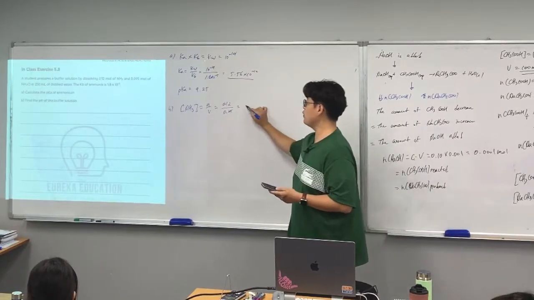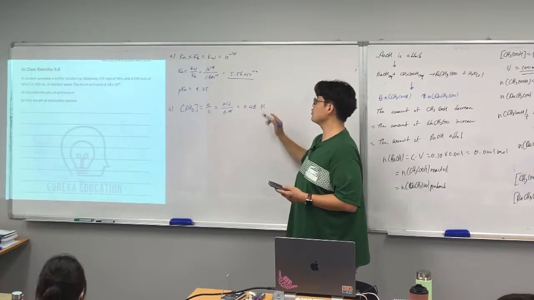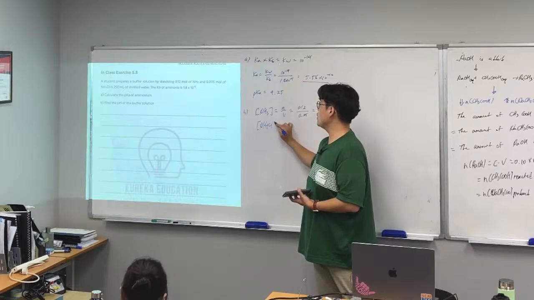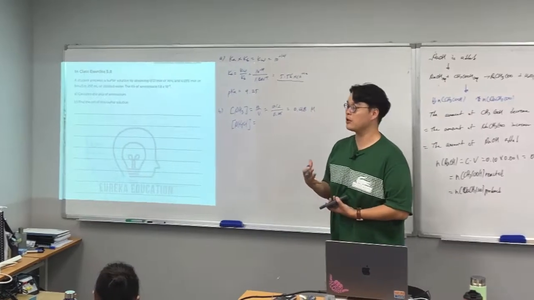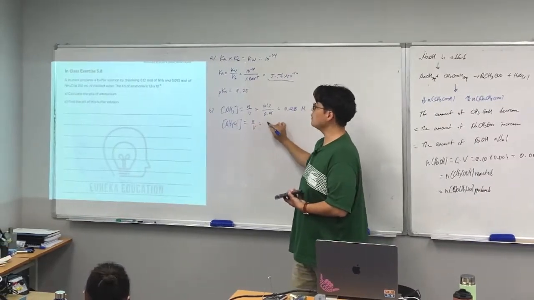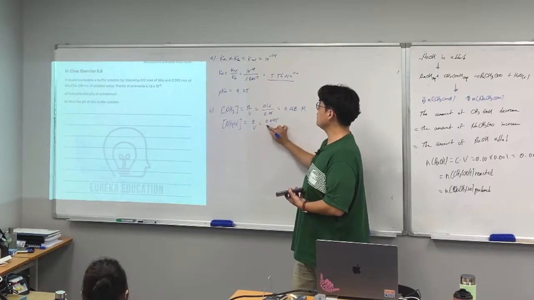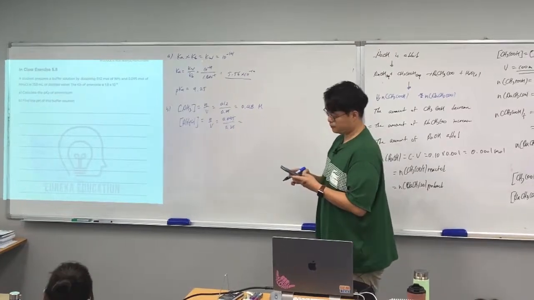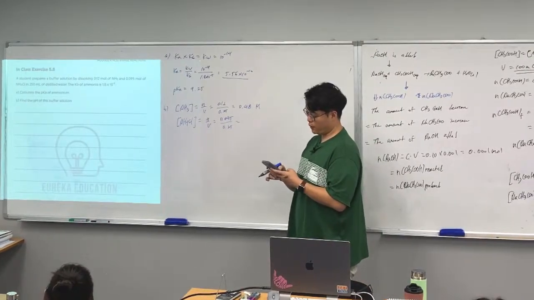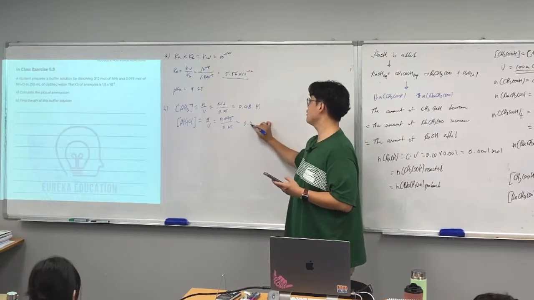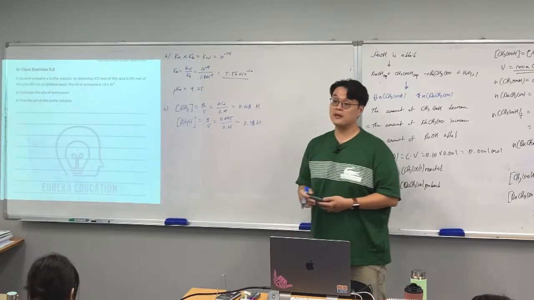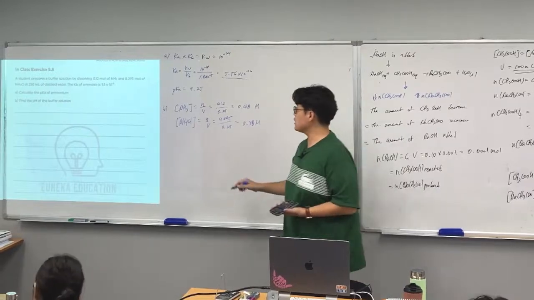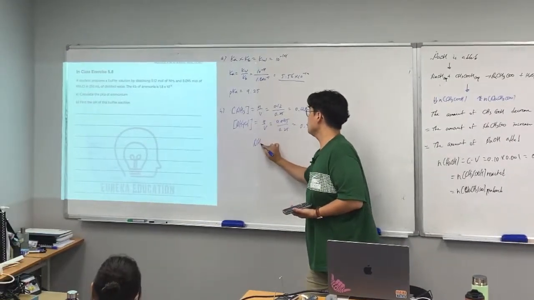You get 0.48 mole per liter. The concentration of the ammonium chloride, the conjugate acid of the ammonia, would be 0.095 divided by 0.25 here again. So that's 0.38 molar. This is the amount that you're given initially, which means we need to construct the ICE table.